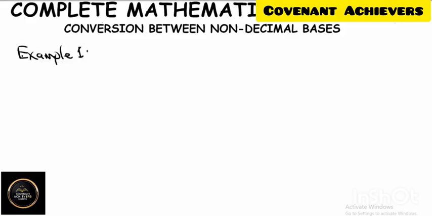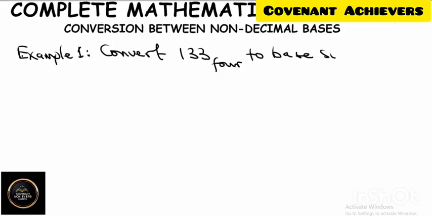Example 1: convert 133 base 4 to base 6. Now, for us to convert this number from base 4 to base 6, firstly you are going to convert it to base 10. Then from base 10 you now convert it back to base 6. So converting it to base 10, you have it in step 1.